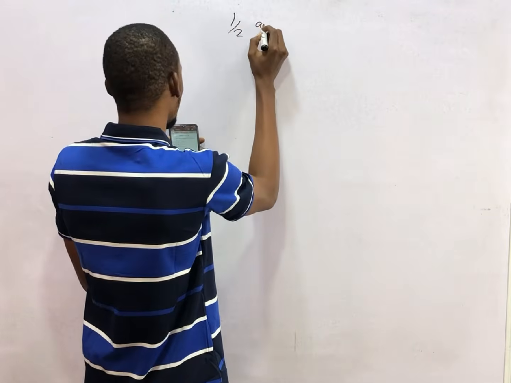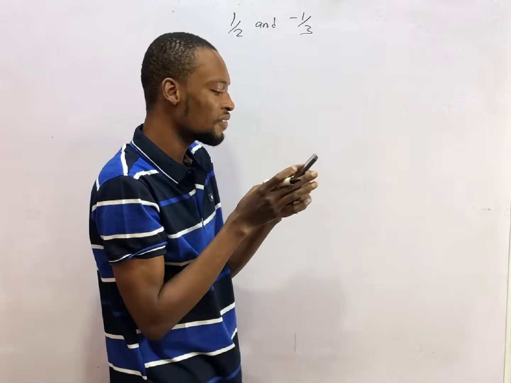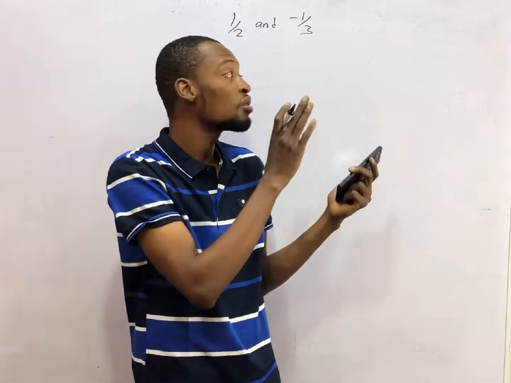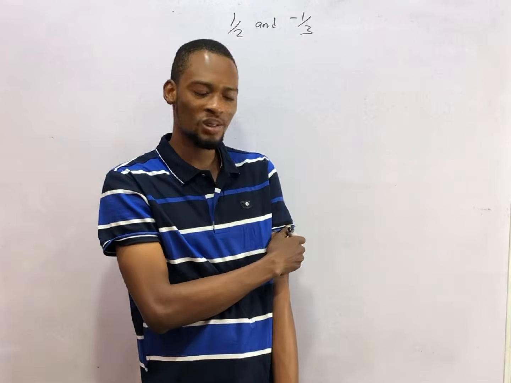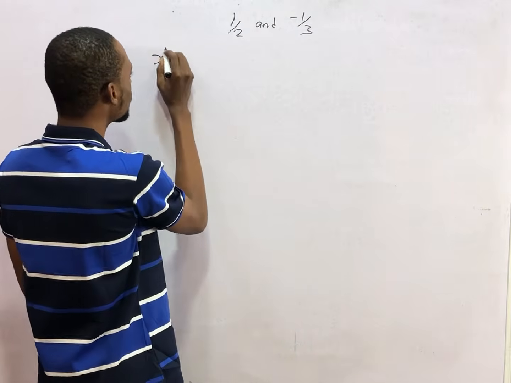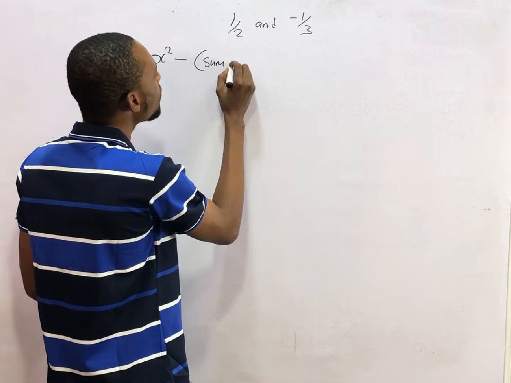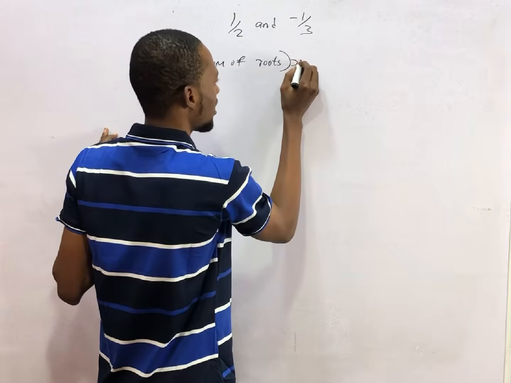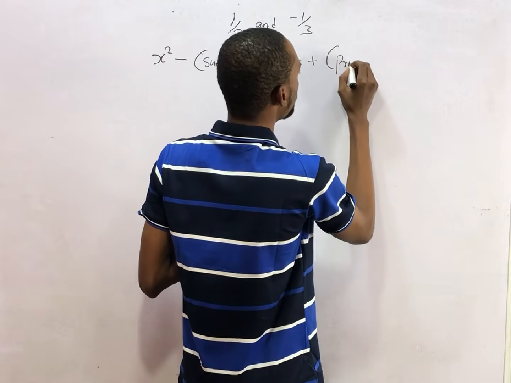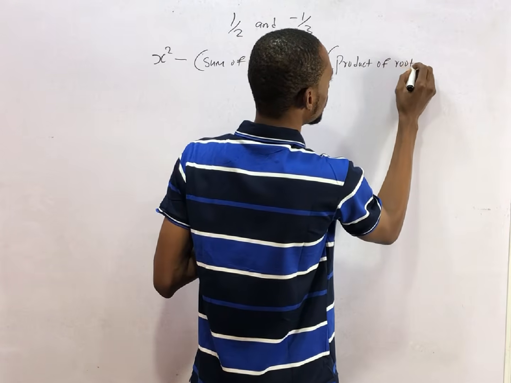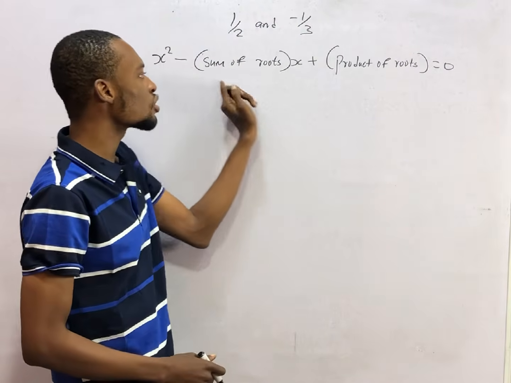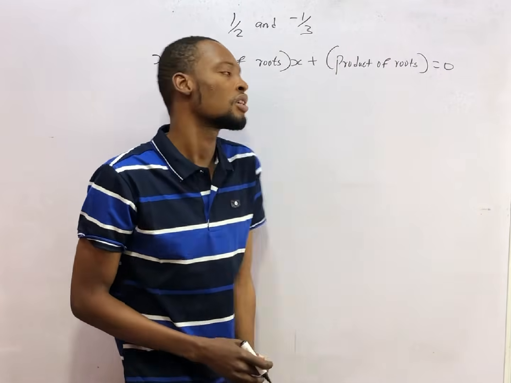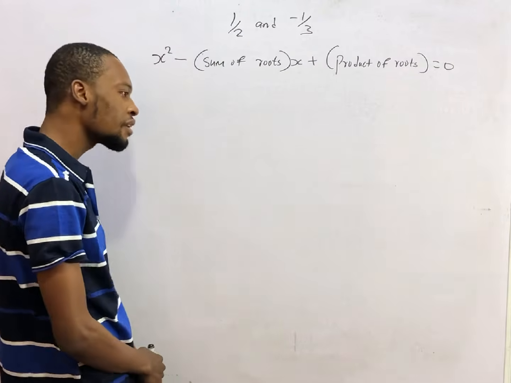Find the quadratic equation whose roots are 1 over 2 and minus 1 over 3. We are given the roots of a quadratic equation, and we are asked to find the quadratic equation. When we are given questions like this, this is the formula we use: s squared minus the sum of roots times s plus the product of roots equals 0. The roots are 1 over 2 and minus 1 over 3.